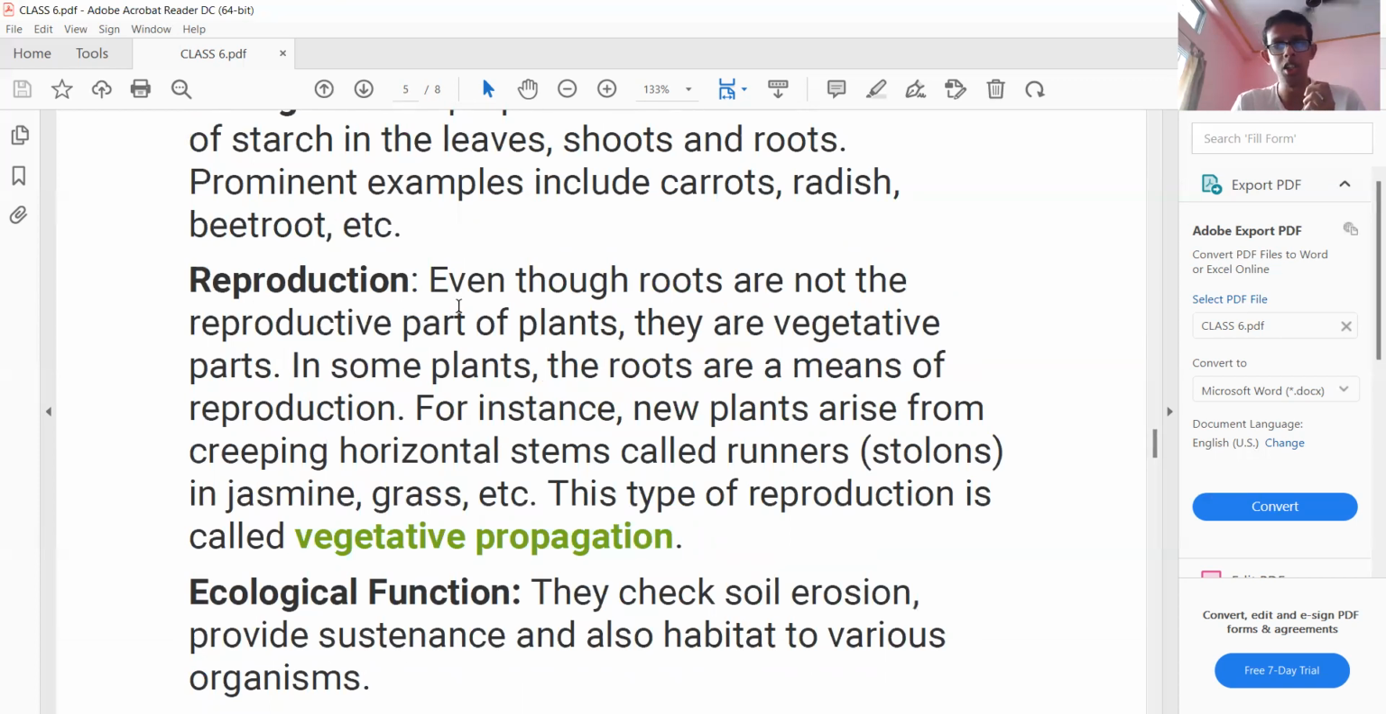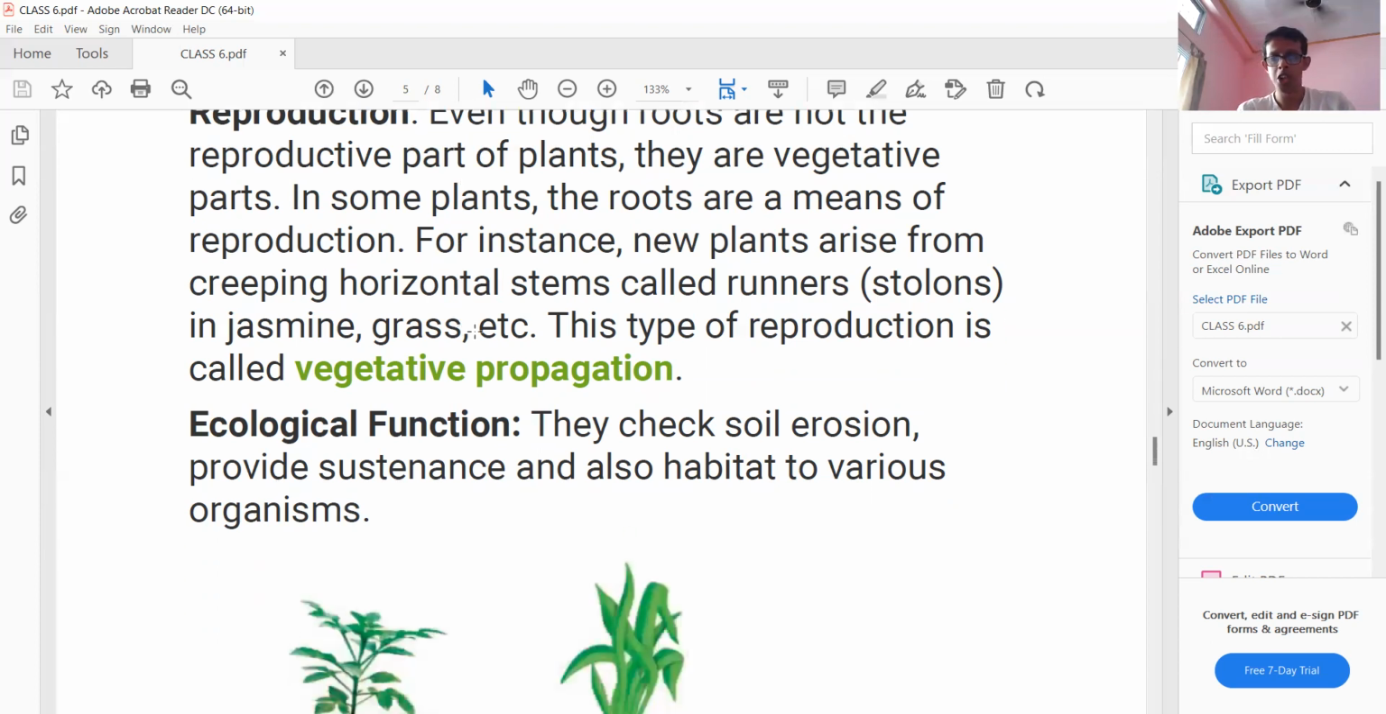Next, reproduction. You must have seen small plants that grow near the roots of the other plants. So roots act as reproductive part also. What is ecological function? You must have seen during the flood, the soil washes away. But what is the function of the root here? The root helps in reducing the amount of soil erosion.